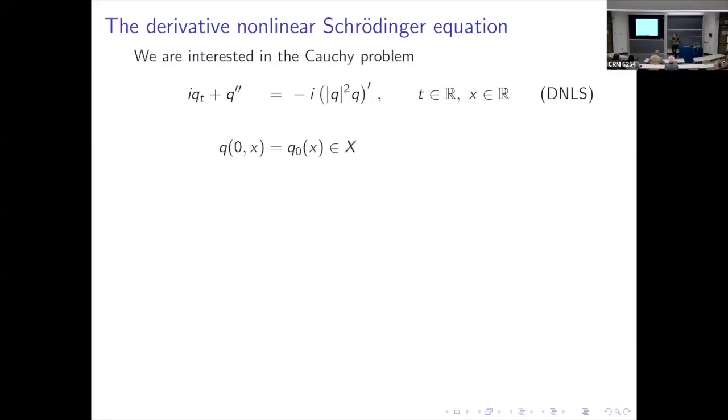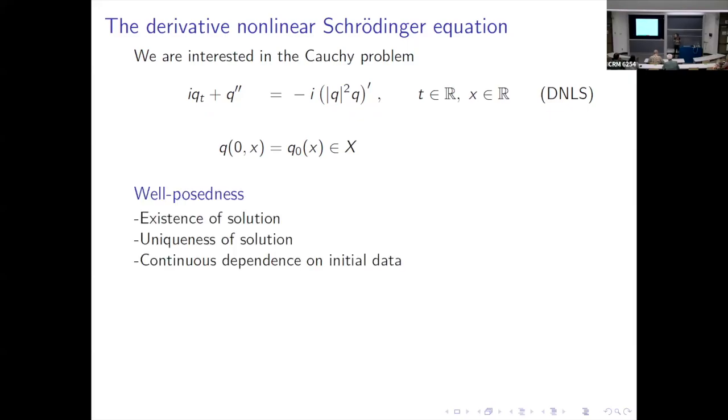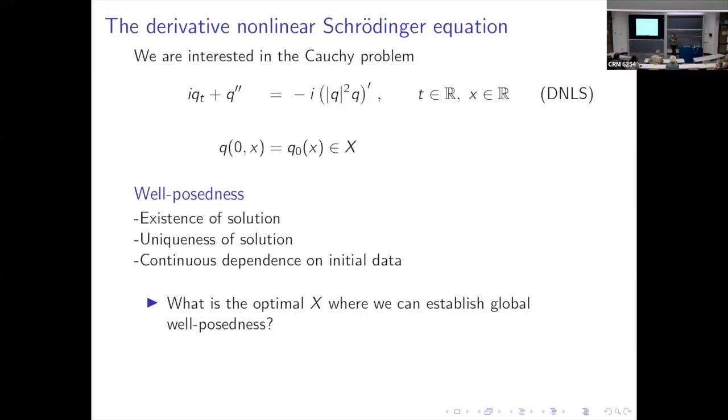In this talk, we are going to be interested in the Cauchy problem, where I put some initial data at time 0, q naught, and q naught is going to be in some space. I'm not going to tell you yet what kind of space. The question that we are interested in is that of well-posedness, meaning: do I have a solution? Is my solution unique? And does it depend continuously on the initial data? This is perhaps the most fundamental question that one can ask about a PDE, and that is the focus of this talk. So what we're going to try to answer is what is the optimal space X on which we can consider the question of well-posedness and hope to get global well-posedness.